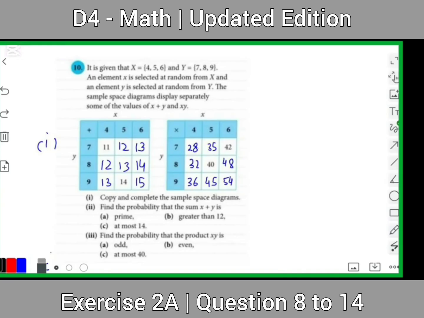Now for the second sample space diagram, we have to take the product of the numbers horizontally and vertically and we will get the possible outcomes. So 7 times 4 is 28, 7 times 5 is 35 and 7 times 6 is 42. 8 times 4 is 32, 8 times 5 is 40 and 8 times 6 is 48. And similarly, we will get the remaining outcomes. So these are the complete sample space diagrams.